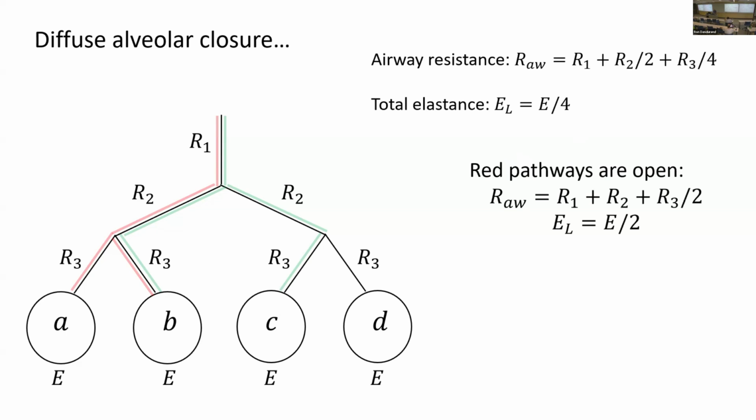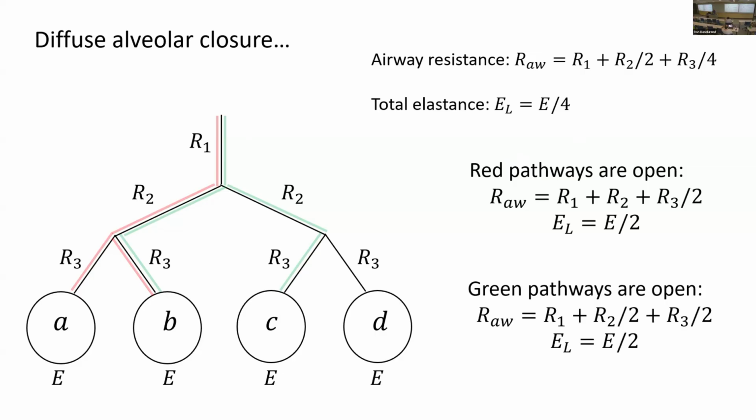The elastance is now E over 2 because we only have 2 alveolar compartments, and you can add up those 2 pathways. It's R1 plus R2 plus R3 over 2. But we can have 50% closure by closing A and D and allowing B and C to be open. And now the airway resistance is R1 plus R2 over 2 plus R3 over 2. So in fact, the resistances are different, but for different patterns of the same degree of elastance increase, which just shows you that the whole interpretation gets a little bit complicated.